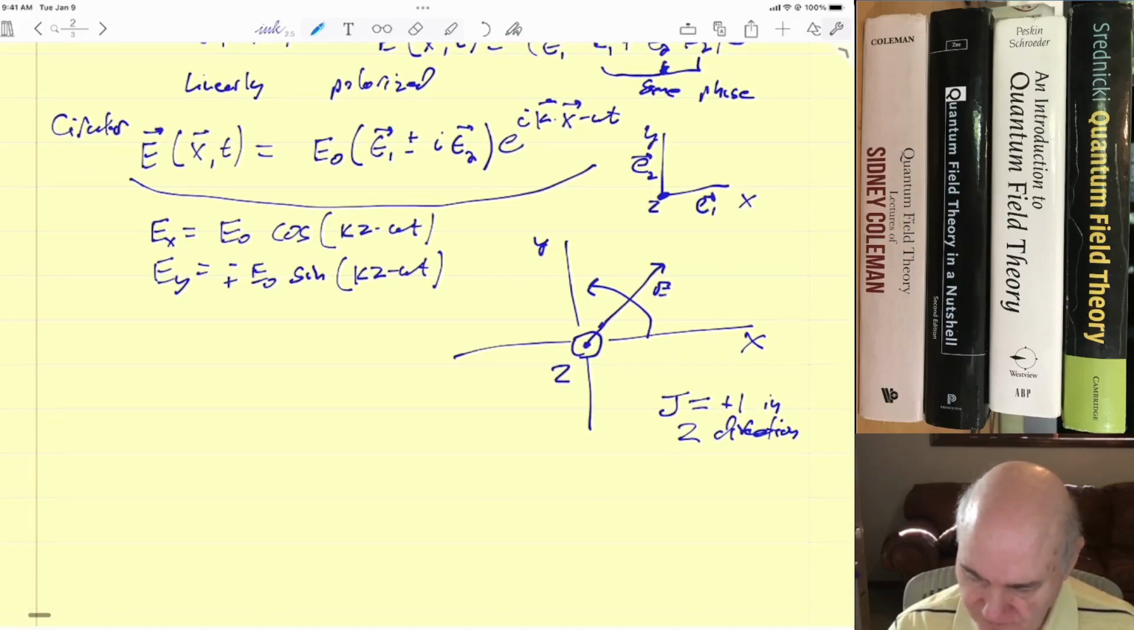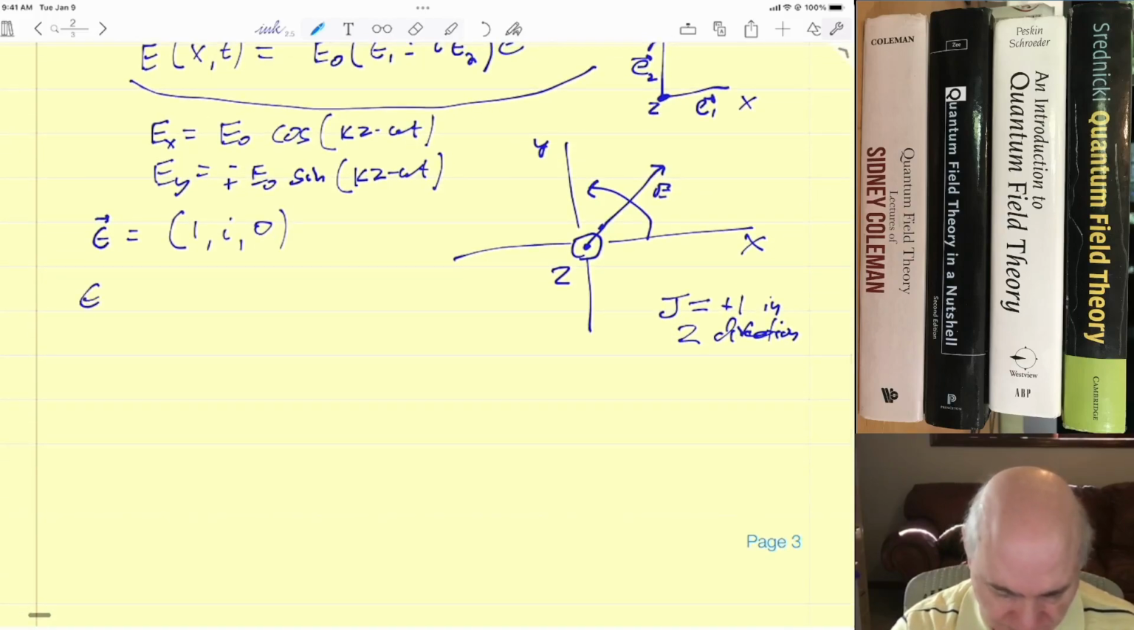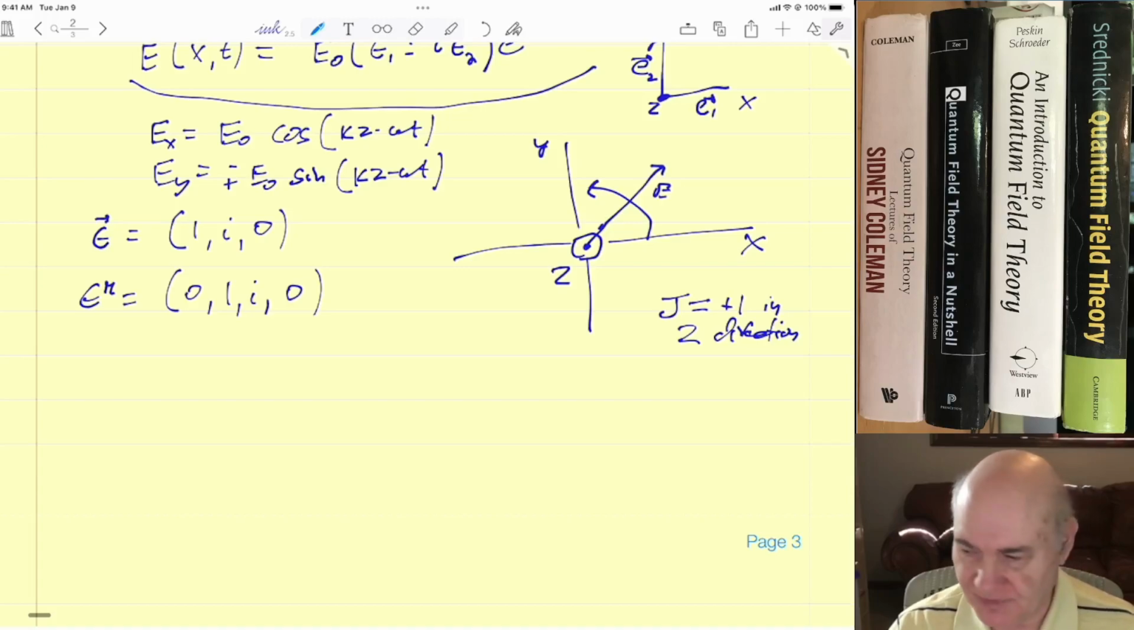So you can see that the E vector, just giving its x, y, z coordinates, is equal to E1 plus iE2, which is 1, i, 0. Now, if we were to write this relativistically, the time doesn't add anything to a polarization, so we would write epsilon mu equals 0, 1, i, 0. I don't think Peskin and Schroeder explained that well. That's why some people get really confused. But this is a circular polarization vector over here.